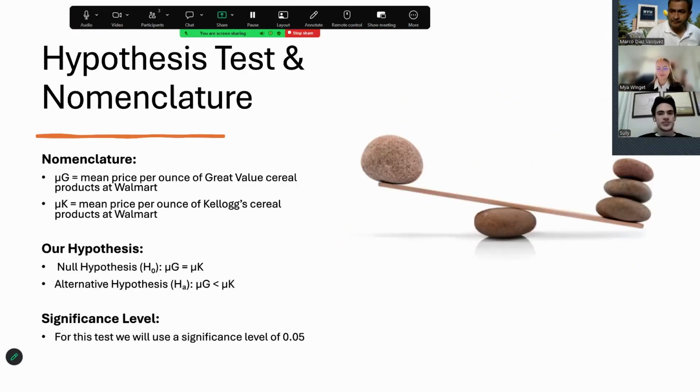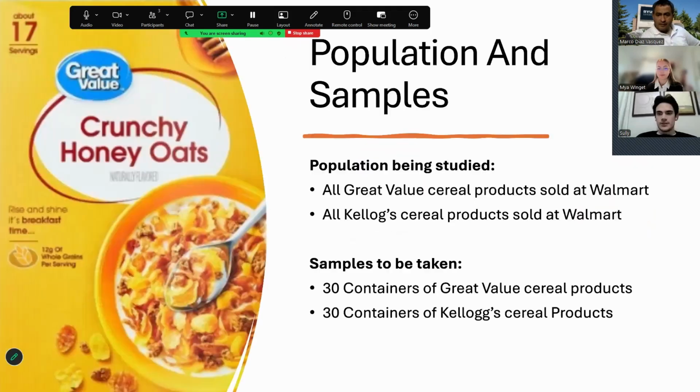For our hypothesis test, our null hypothesis is that the mean price per ounce of Great Value cereal products at Walmart is equal to the mean price per ounce of Kellogg cereal products at Walmart. Our alternative hypothesis is that the mean price per ounce of Great Value cereal products at Walmart is less than the mean price per ounce of Kellogg cereal products at Walmart. Our significance level for this test will be 0.05.